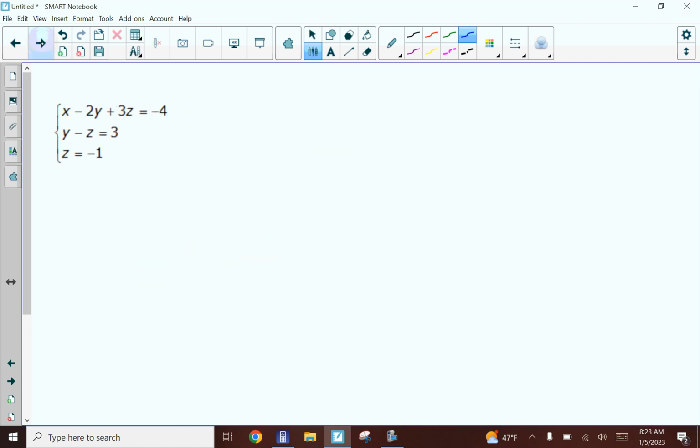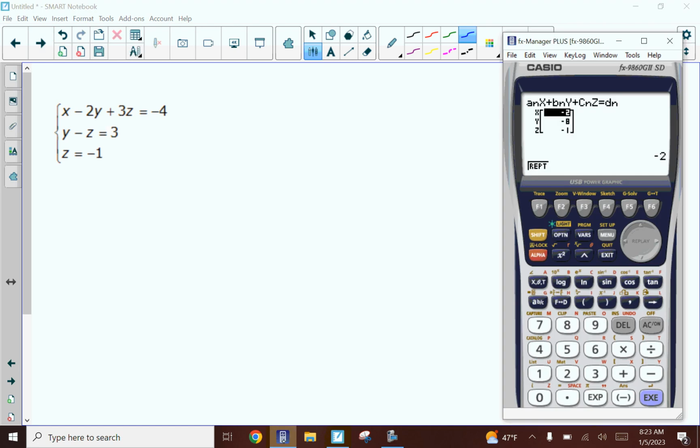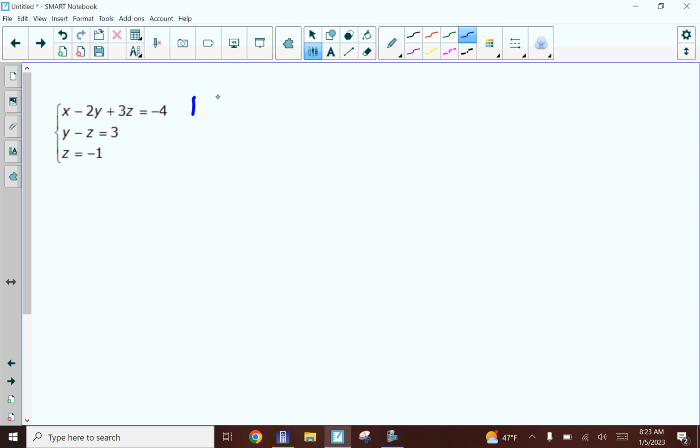So I'm going to show you that one more time. Actually, I'll show you that a couple more times. So let me exit out of this and clear the problem. The first one, it's got all 3 letters. So we would put in 1, -2, 3, and then -4. The second one is missing the X. So we're going to have to put 0, 1, -1, 3.